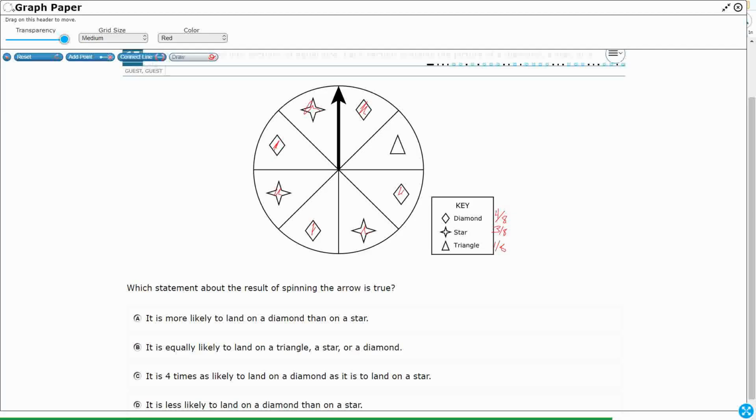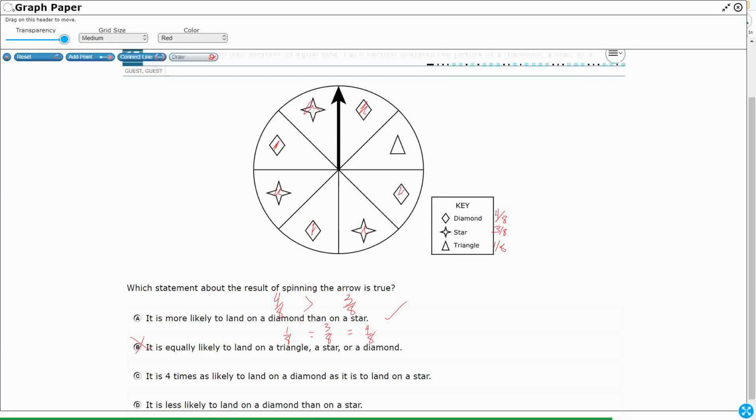Well, yes, because you've got 4/8 is more likely than a 3/8. So that already looks good. Let's check the other three to make sure they're wrong. Equally likely to land on a triangle, star, or diamond. Yeah, so they're wanting you to think that a triangle, 1/8, is equal to a star, 3/8, is equal to a diamond, 4/8. That is a no.